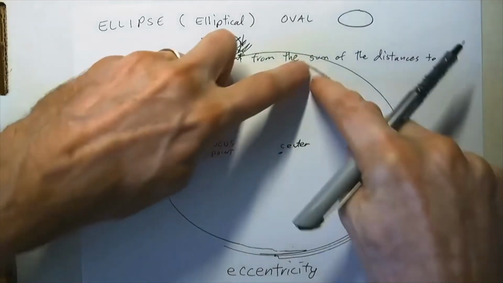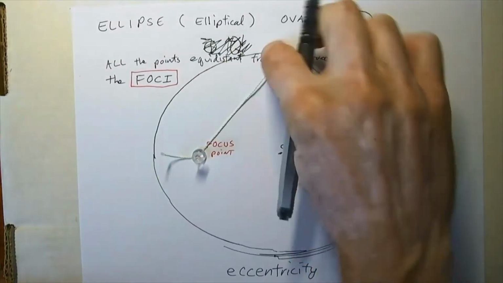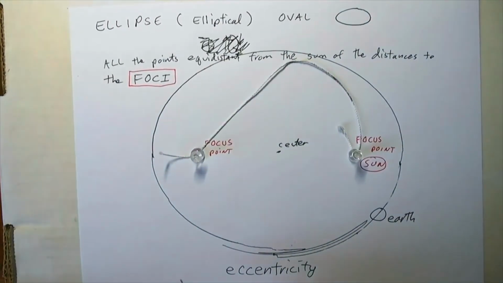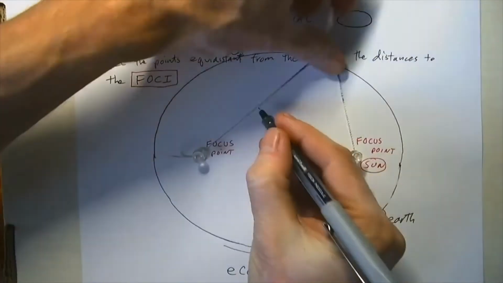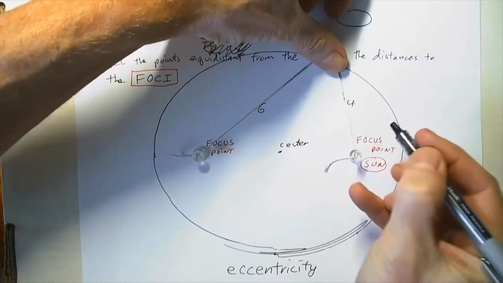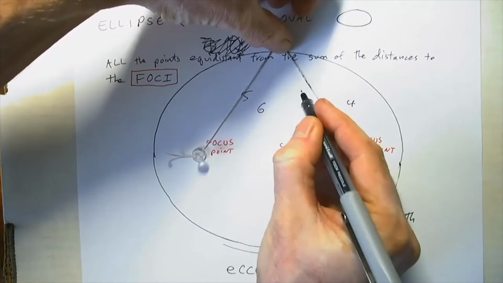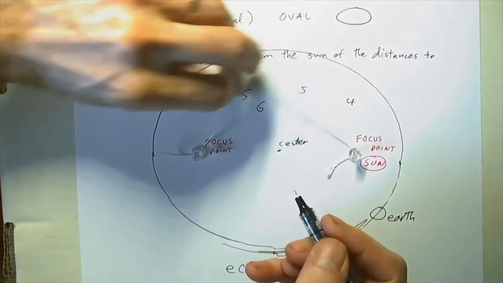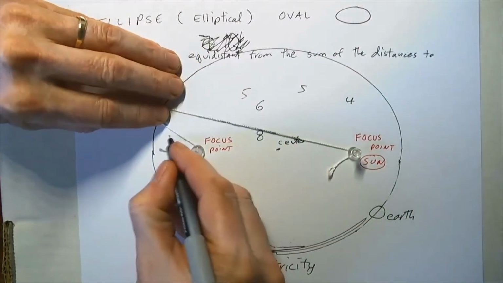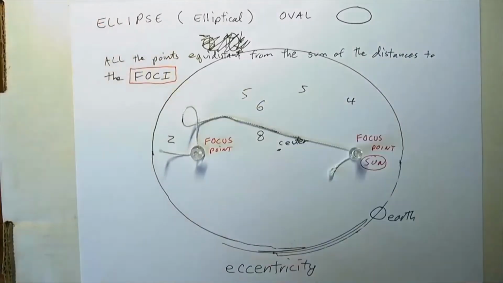It's the sum of the distances to these 2 points. Maybe this string was 10 centimeters. So right here, it could be 6 plus 4. Right here, it could be 5 plus 5. Way over here, maybe it's 8 plus 2. But yeah, wherever it is.